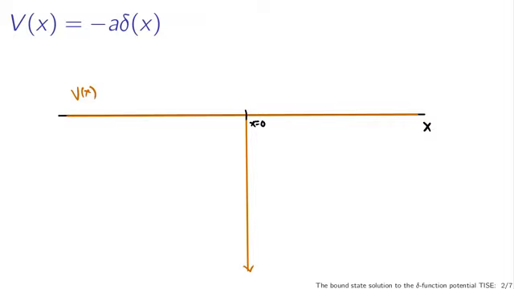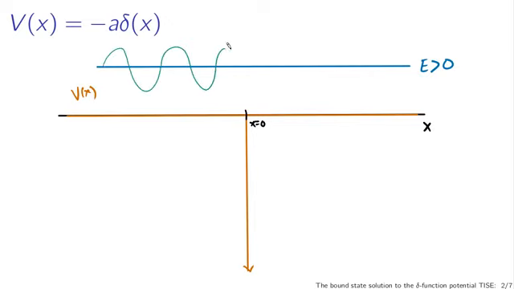What our solutions will look like under these circumstances depend on the energy of the solution. For instance, if we have an energy up here, E greater than 0, in these regions away from x equals 0, we know we have sort of traveling wave solutions. We don't know exactly what happens at x equals 0 here, but we know these are going to look like solutions to our free particle potential, which we discussed a few lectures ago.